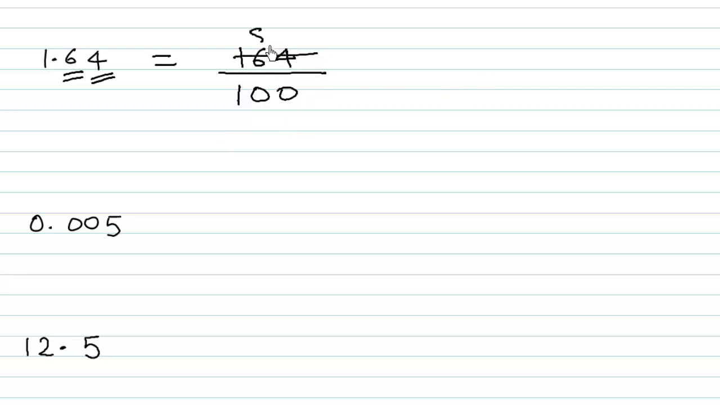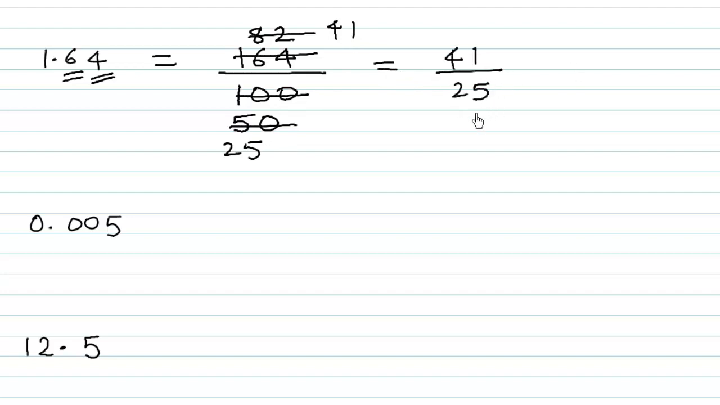So 2 8s are 16, 2 2s are 4, 2 5s are 10, 2 zeros are 0. Again by 2, 2 4s are 8, 2 1s are 2, and 2 25s are 50. And now 41 and 25 do not go in any particular table except 1. They are co-prime numbers. So 41 upon 25 is the answer.